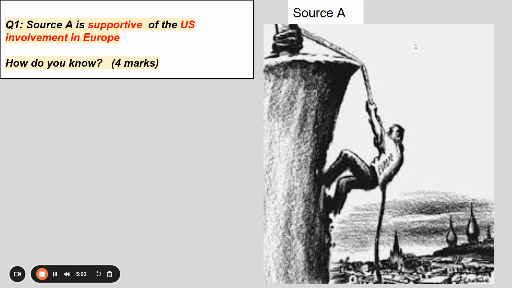So we can use some other examples here with pictures. I've got one here that's supportive of the US involvement in Europe. How do you know? It's not very clear in the video, but you have got there the rope says Marshall Plan on it. The person represents Europe, and the idea is that the rope is the Marshall Plan, rescuing Europe from falling down into ruins, with some USSR-style backgrounds in the background there.